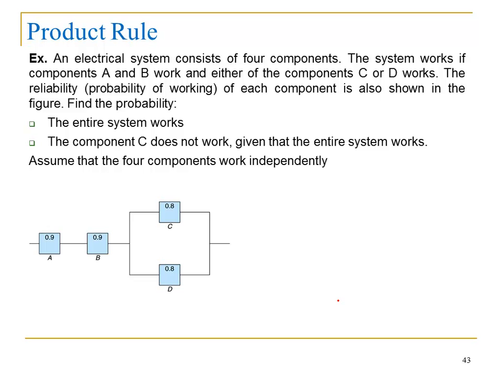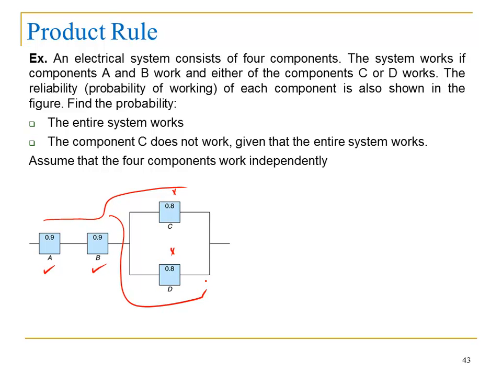So here we have an electrical system that consists of 4 components. And the system works if components A and B work. So these are 2 components that are in series. So A and B need to work. And either of the components C or D works. So in order for the system to work, these 2, A and B, need to work, but only one of these 2 needs to work. Which makes sense, right? Because if this is current, you can go this way or you can go this way. Okay?